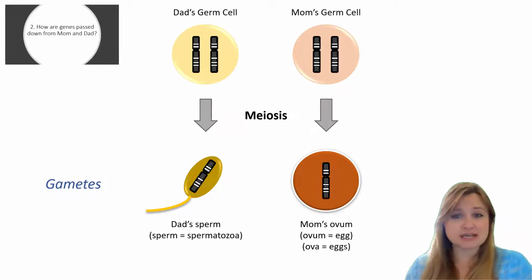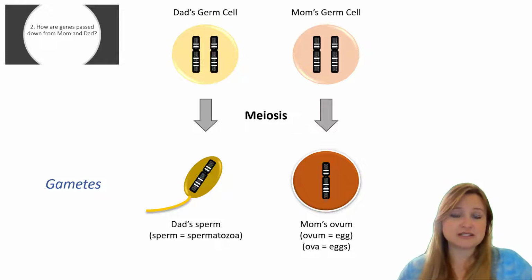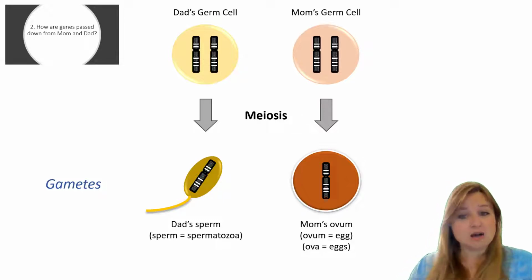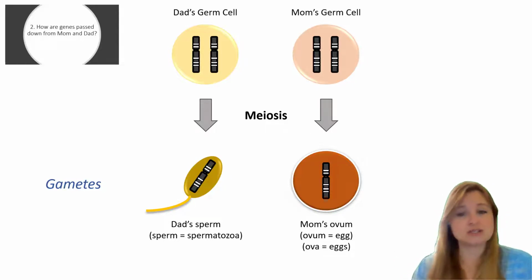Now, these germ cells are found in the testes of men. That's where meiosis of those germ cells takes place to form the sperm, which are also found in the testes. In mom, those germ cells undergo meiosis in the ovaries to form the eggs.